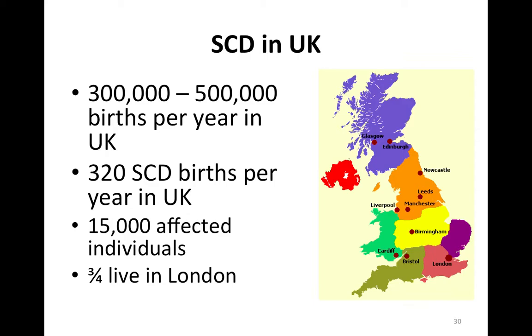So sickle cell anemia in UK, if you see, approximately 300 to 320 SCD births per year in UK, and 50,000 affected individuals you can see, and three-fourths live in London. London has more sickle cell anemia patients when compared to the rest of the UK.